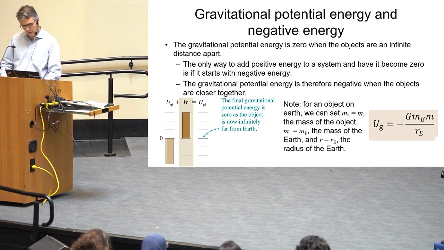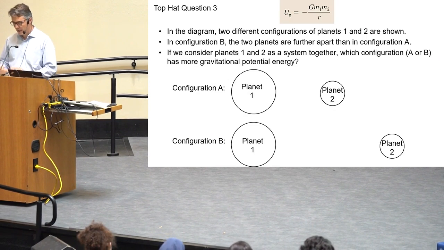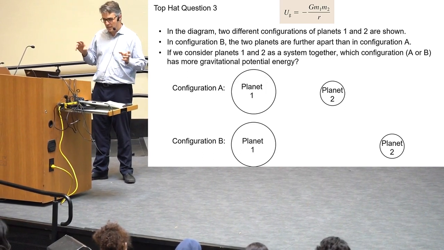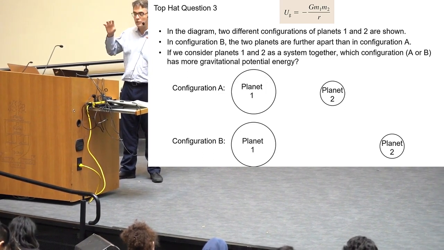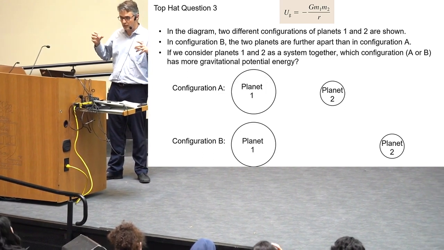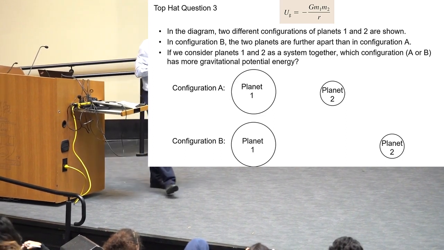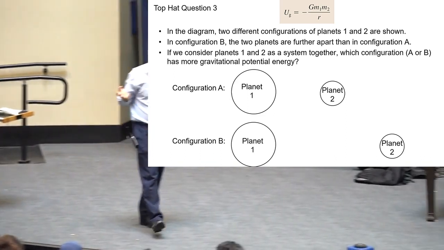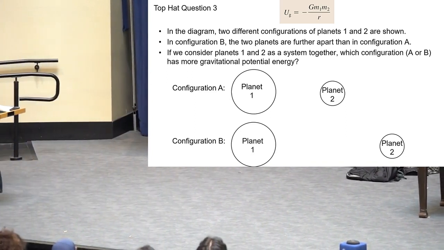See if you're getting the idea. Let's do this one. Let's just say we've got 2 planets, 1 and 2. In configuration A, the 2 planets are close together, and in configuration B, the 2 planets are further apart than in configuration A. So if you consider the planets as a system, which one has more gravitational potential energy? Or I think you might see on Top Hat a choice C, which is that they have the same gravitational potential energy. Think about that, discuss, pick an answer.